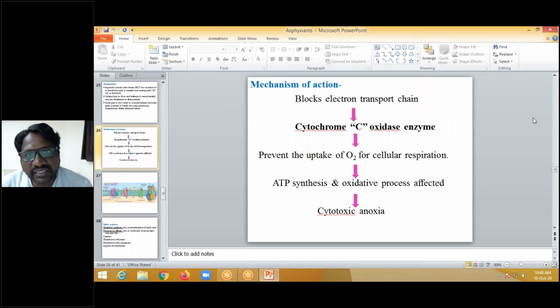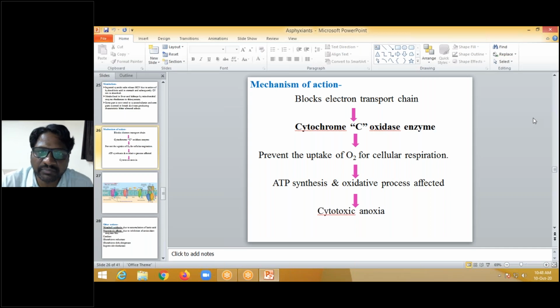So now come to the mechanism of action of these cyanide ions which are released in the blood. It blocks the electron transport chain. This is the entrance question you have to remember, all of you. The cyanide ions block the electron transport chain at the level of the cytochrome C oxidase enzyme. So these two are the entrance questions you remember.